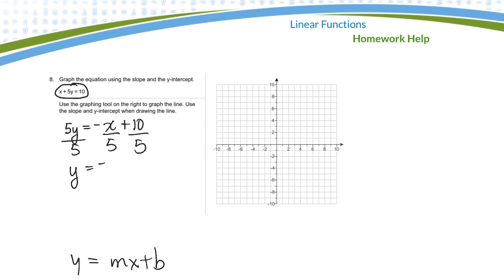Here, this will be negative. There's no number in front of the x. We assume it to be a 1. So -1/5 x, and 10 divided by 5 is 2. So to graph that, I would start at a +2 right there, and then -1/5. So I'm going to drop 1 and run 5 to the right, right to there. So my line will look something like that. If I wanted to, I could have gone up 1 and 5 to the left, and that point would be on that same line.